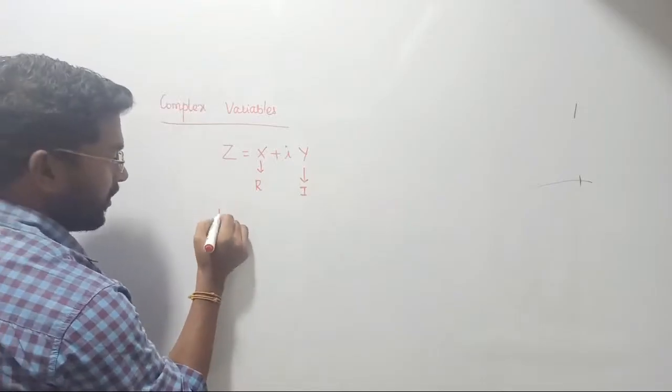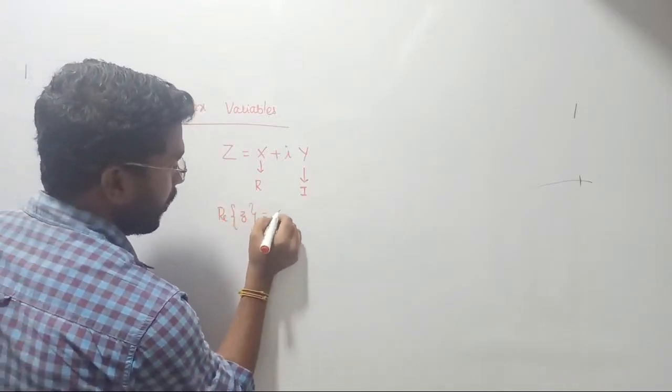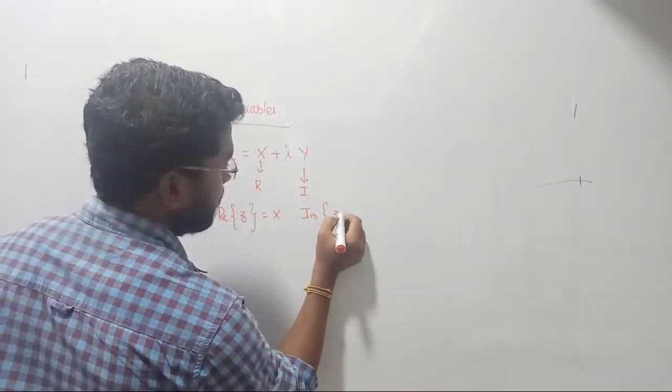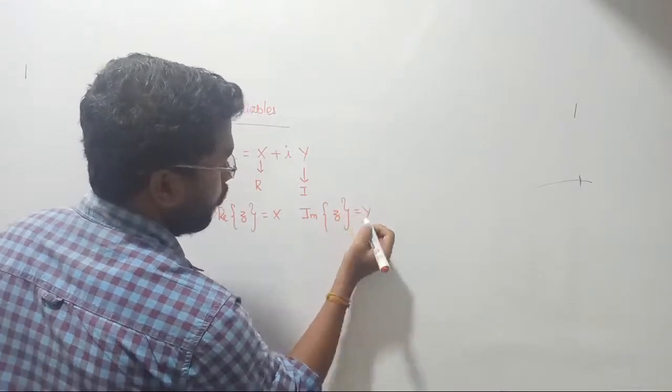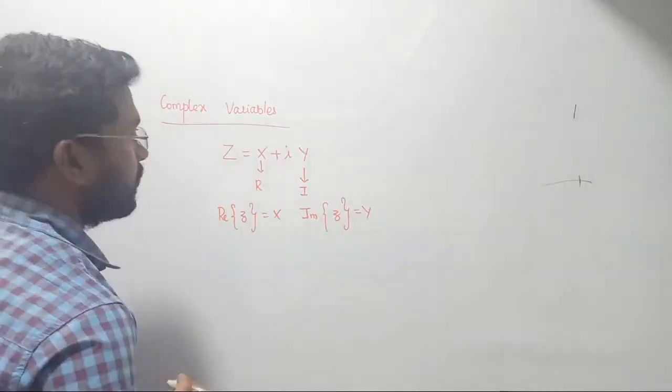From this I can say the real part of z should be equal to what? x. Do you all agree with me? Yes. The imaginary part of z should be equal to what? y. Right? Yes, we can say like this. Okay, fine. Let's continue our journey with this.